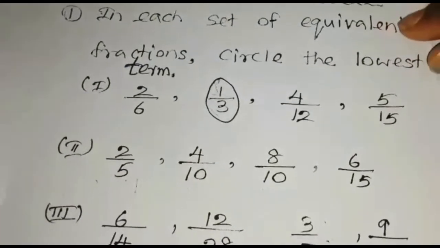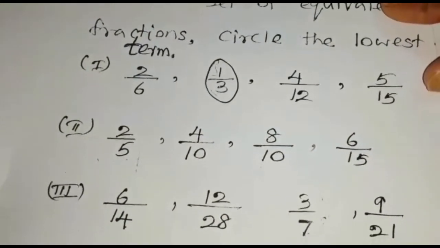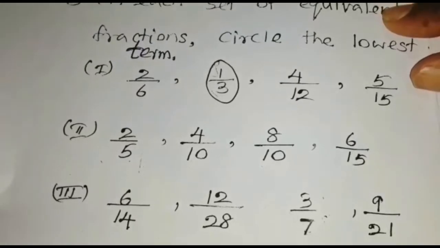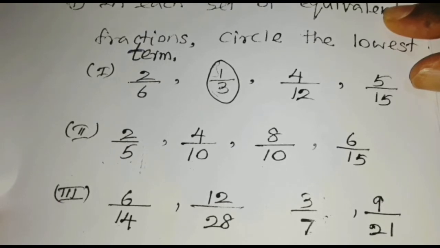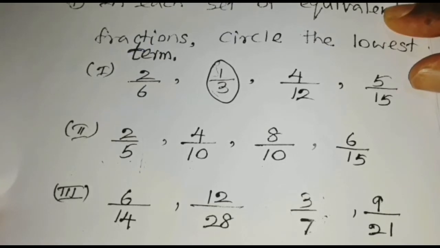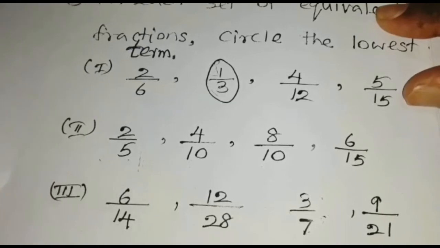Second one: 2 over 5, 4 over 10, 8 over 10 and 6 over 15. 4 over 10 is divisible by 2. 8 over 10 is also divisible by 2. 6 over 15 is divisible by 3. So 2 over 5 we can't divide by any number. 2 over 5 is the lowest term.